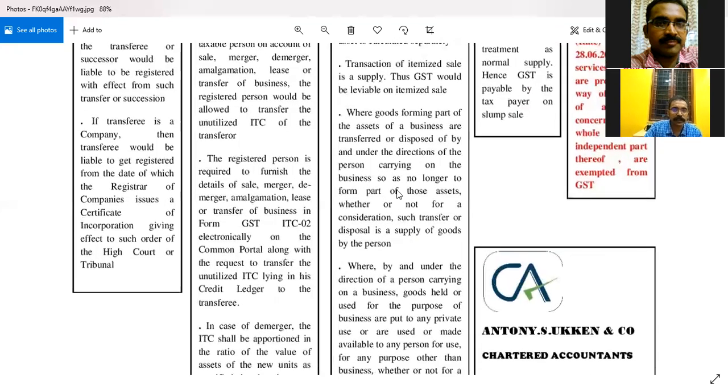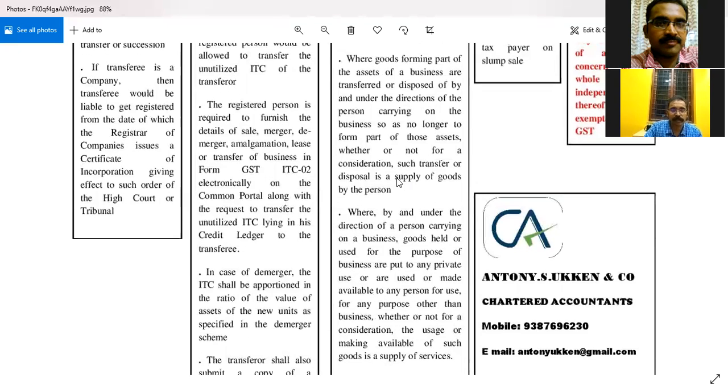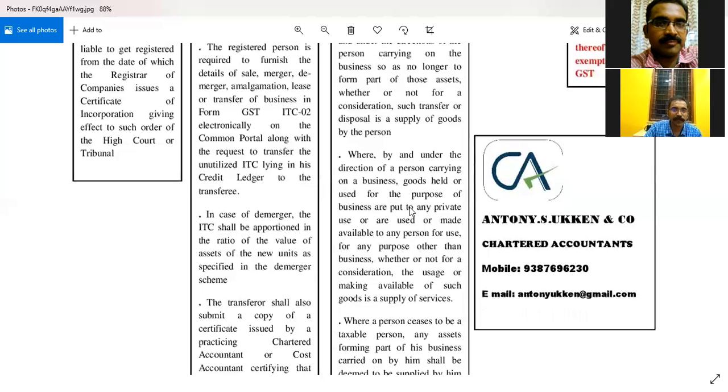In case the assets are not transferred, but the person carrying on business transfers the right to use the assets for any purpose, which may be personal purpose or any purpose other than business, then such transfer of right to use that asset will be considered as supply of service and GST will be leviable.